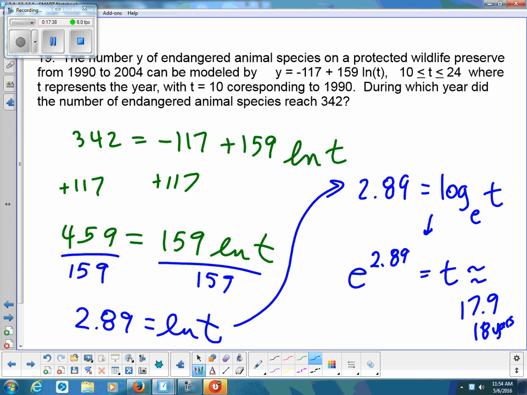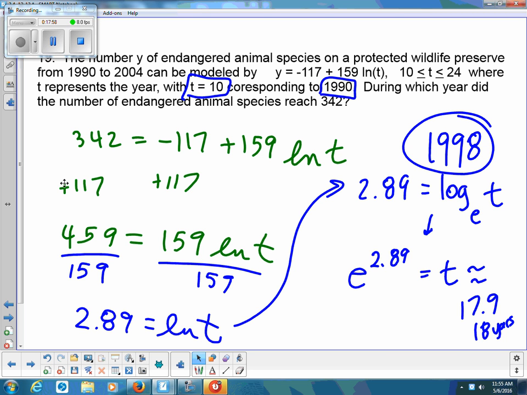And so what year would that correspond to? 1998, because t equals 10 corresponds to 1990, so t equals 18 would correspond to 1998. Are we okay with this? Yes. All right, and I think that's it for this.